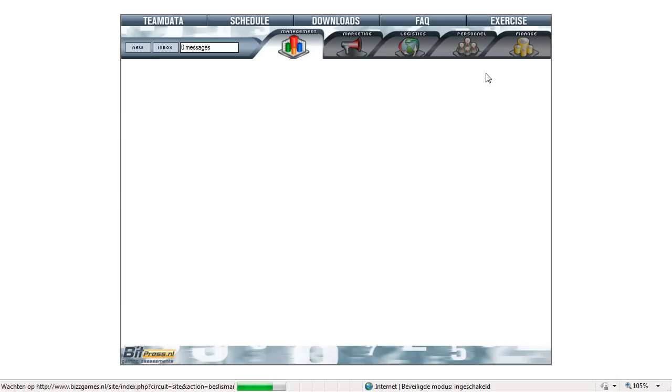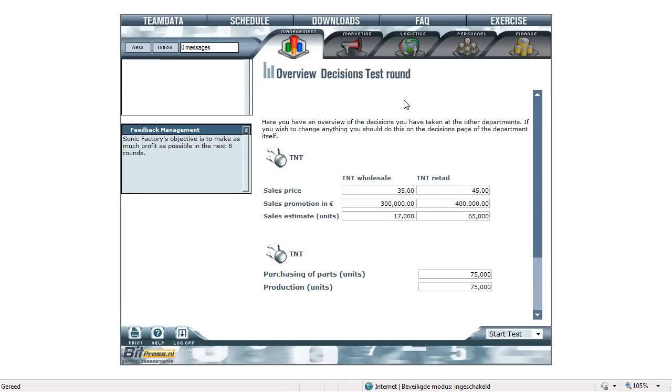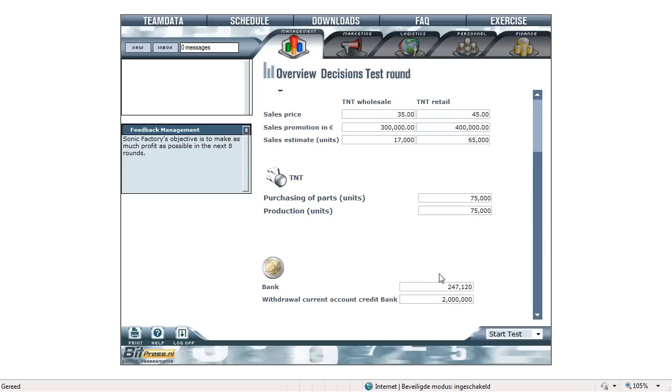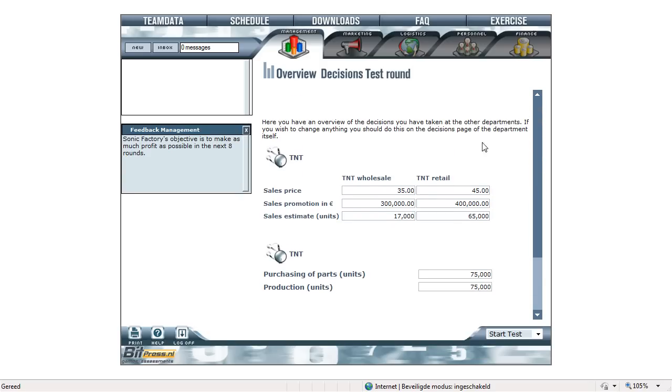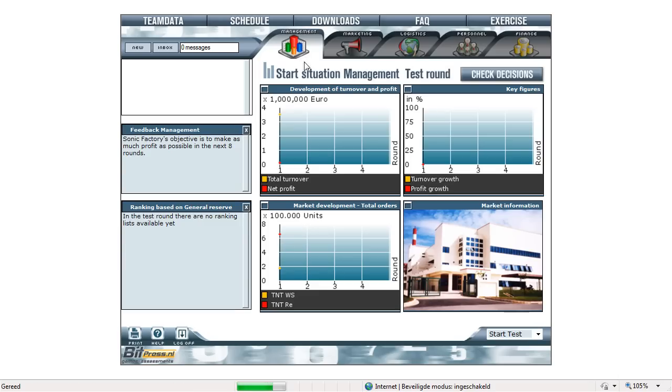Here we can check our decisions. You can see the overview of the decisions of every department: marketing, logistics, and finance. You can always change your decisions at the departments themselves. This can be done until the processing of the round. We've now taken all our decisions and have to wait for the processing of the round to see what our results are.